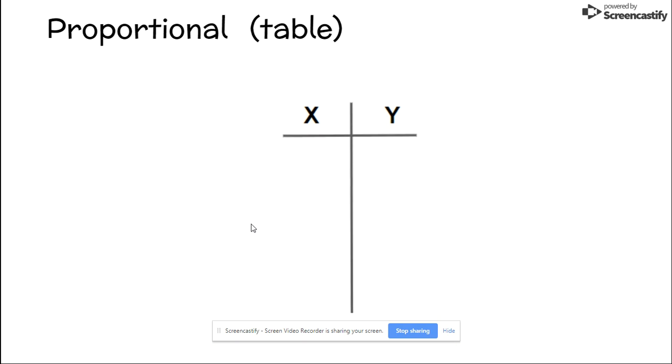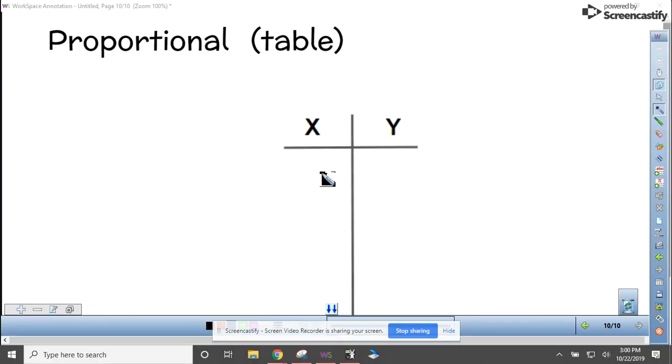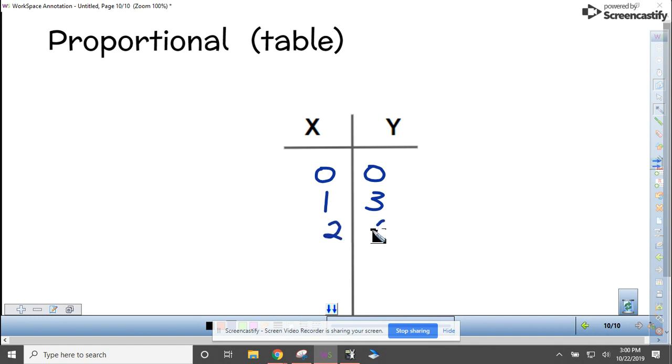Okay, a proportional table is when you're going to see it go through 0, 0 as our coordinates. So let's say you had an equation and you typed it in your calculator and you hit second and graph and you scrolled through all your coordinates. You would see when x is 0, y is 0. We're going to fill in the rest of our table.